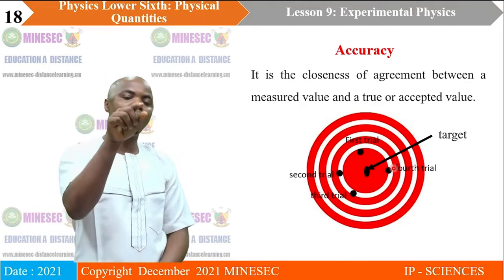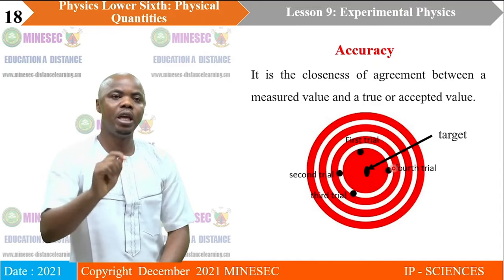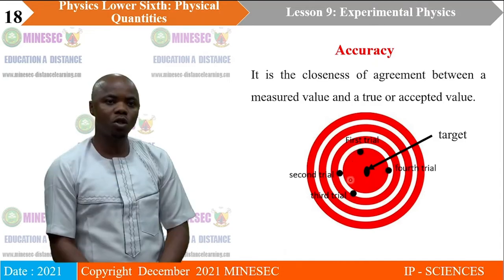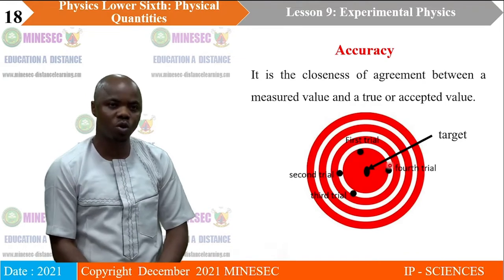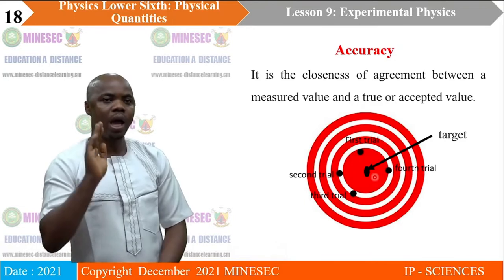So even though the person playing this dart did not hit the target, he was true to a particular value. He is consistent, very close to the right value. So this is what we call high accuracy.